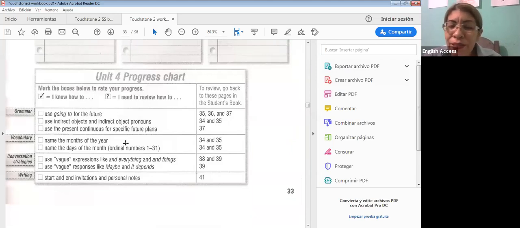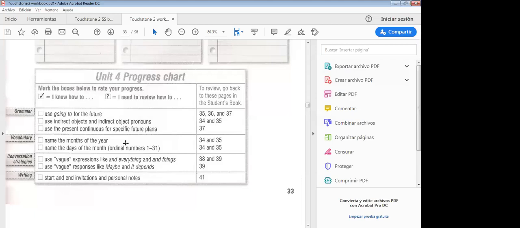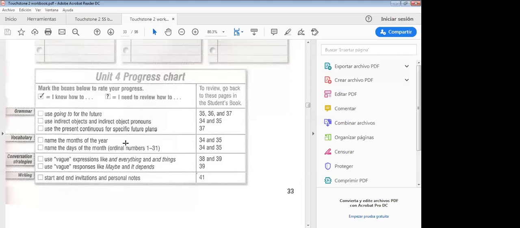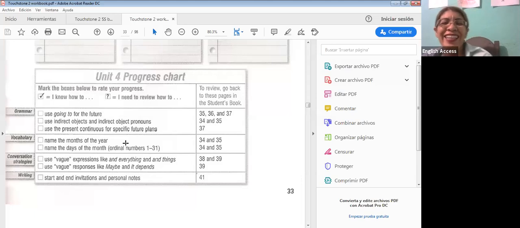So, Abigail, can you tell me one example, please, using going to for future? On Saturday, I'm going to the movie theater, okay? Damaris? I'm going to buy something special for my boyfriend.